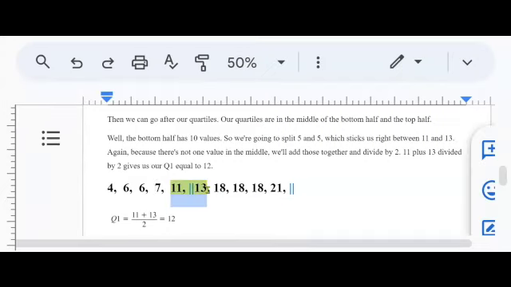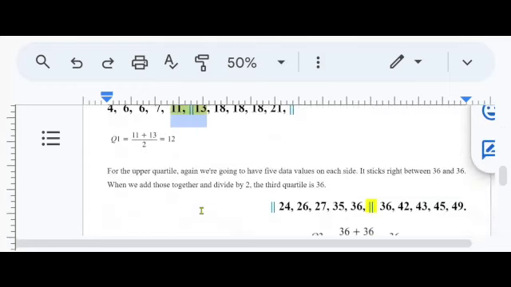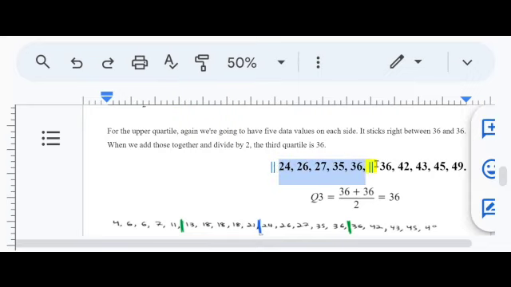Now we need the middle number here. So we're going to add what? 11 plus 13 divided by 2. You get what? 12. So quartile 1 is 12. Is this clear? Yes. Now we're going to go for quartile 3. How many numbers? 10. Of course, 10 is going to be 5 on the right, 5 on the left. We add those 2 numbers in the middle, divide by 2, and you get the quartile 3 is 36. Okay?